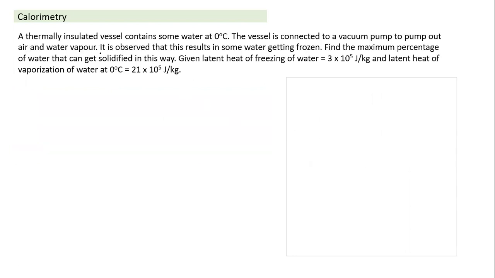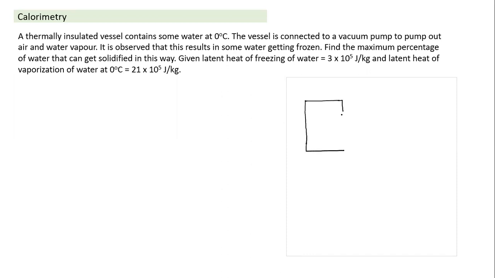Next one. So a thermally insulated vessel contains some water. So thermally insulated, this vessel here, and this is a little different type of question, vacuum. And the vessel is connected to a vacuum pump. So let's imagine what is there here. So there is a vessel here, and it has to be an airtight vessel.